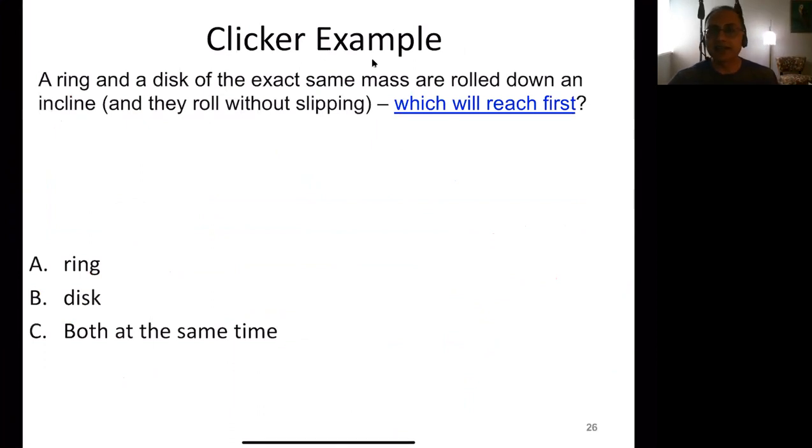Okay, let's try this clicker, this Top Hat question. All right, please put in your answers. Okay, so I'm closing the poll now.